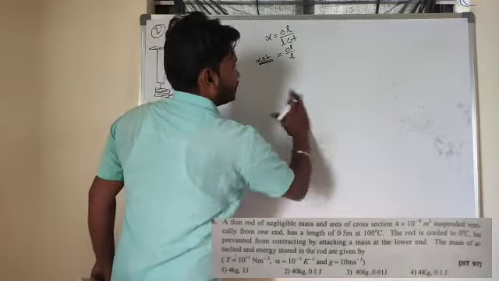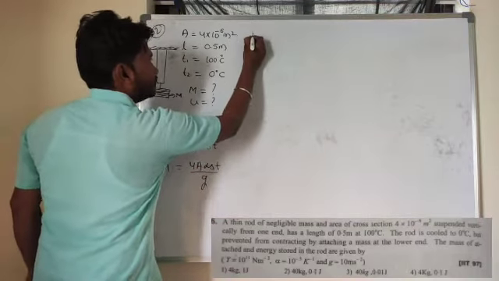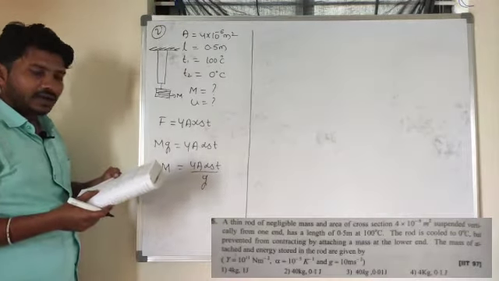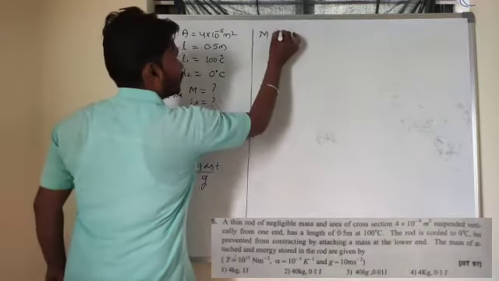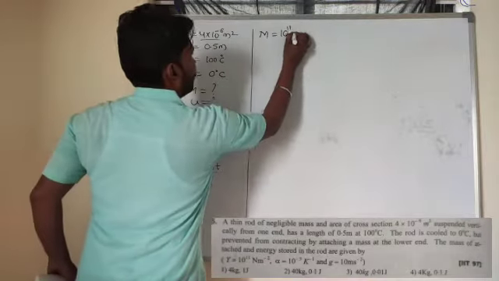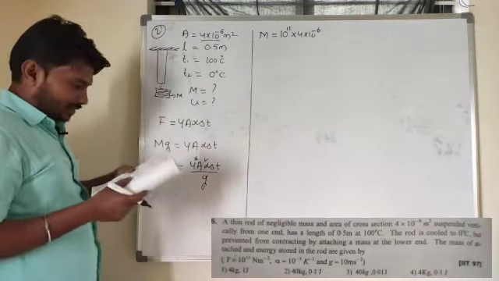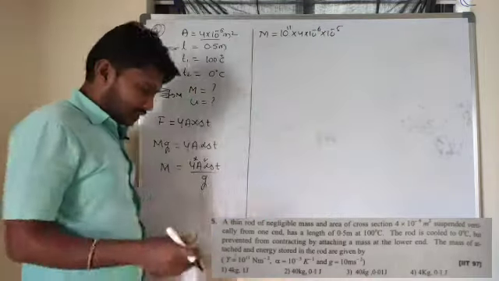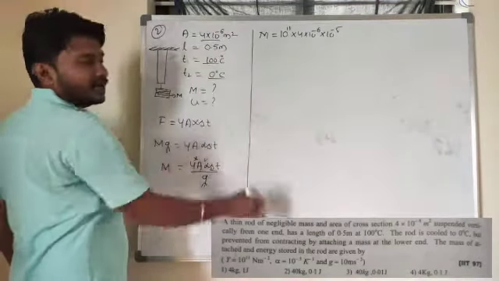So let me substitute the values here. So look at here. In that question they gave the Y value, 10 to the power of 11 Newton per meter square. Y value is how much in the given question? 10 to the power of 11 Newton per meter square. Area value is how much? 4 into 10 to the power of minus 6. And alpha value, in the given question they mention alpha is 10 to the power of minus 5. So these are given: Y value, alpha value, and area, and delta T. Delta T means change in temperature.